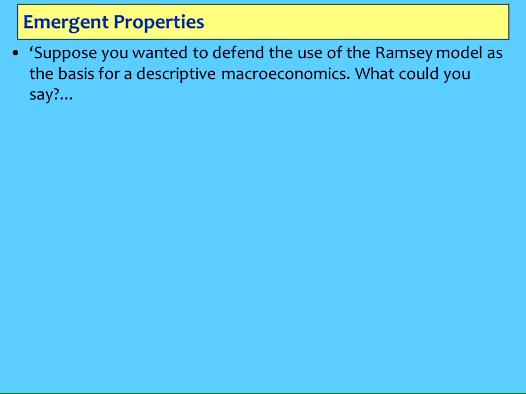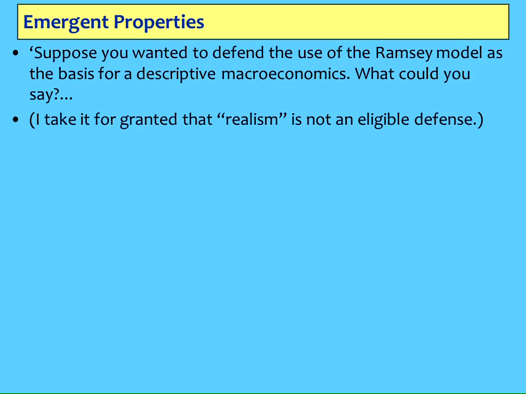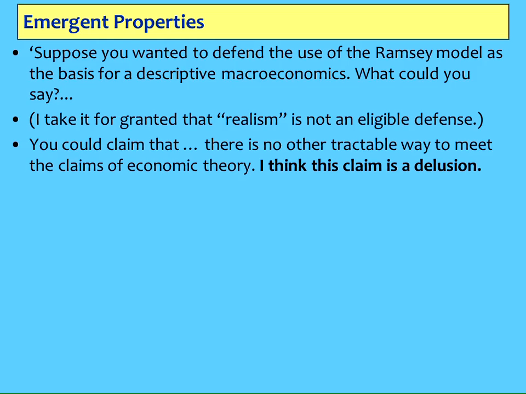And he said, well, what could you say to defend attempting to use this growth model as the basis of macroeconomic theory? He said, I take it for granted realism is not an eligible defence. There's nothing realistic about it. We said, well, you could claim that there's no other way to do it and still meet the requirements of economic theory. And I've bolded his main statement there. That claim is a delusion. This is a Nobel Prize winner in economics now, saying that what neoclassical economists are doing in macro is delusionary.